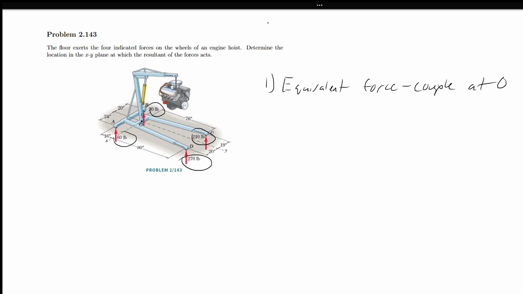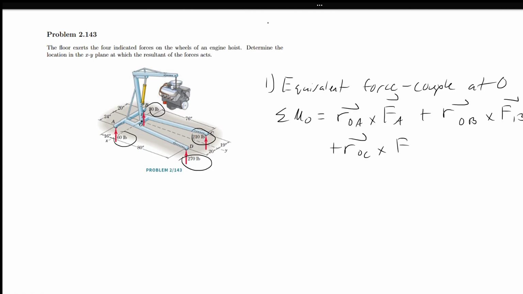All right. So we've got four forces going on, so the sum of the moments around the origin is going to be equal to R from the origin to A crossed with the force at A, plus R from the origin to B crossed with the force at B, plus R from the origin to C crossed with the force at C, and you can probably guess the last one, crossed with the force at D. So we have to find all of these things.